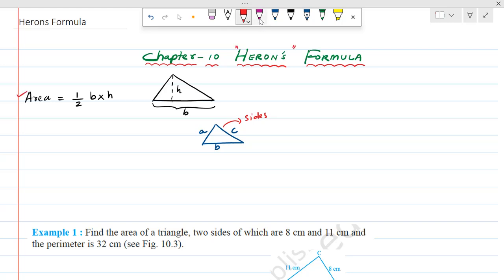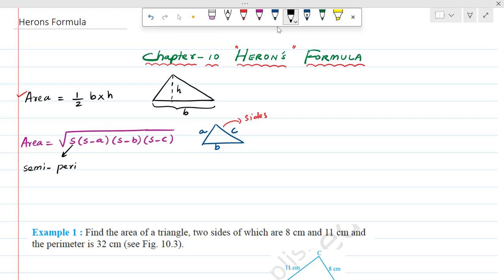So what does Heron's formula say? The area is given by the square root of s into s minus a, s minus b, s minus c. What is your s? The s is nothing but your semi-perimeter. What do you mean by perimeter first?